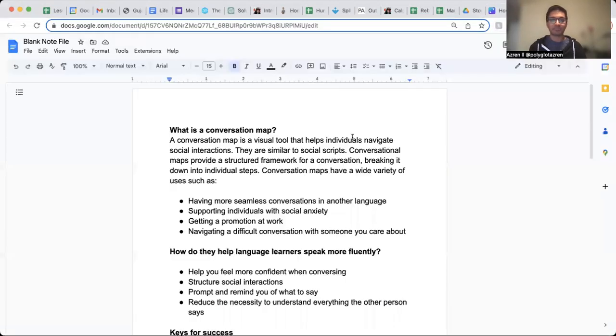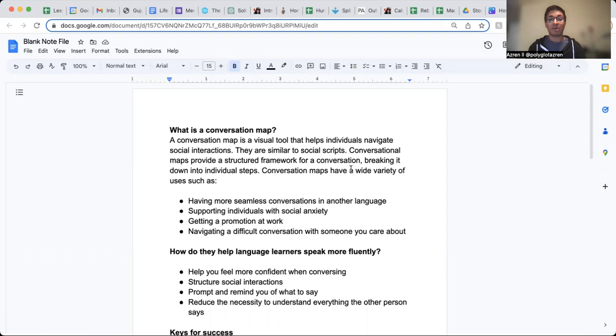So first of all, what is a conversation map? A conversation map is a visual tool that helps people navigate social interactions. They're similar to social scripts. Social scripts and conversation maps are a little bit different, in my view anyway, but they're similar enough. Conversation maps provide a structured framework for a conversation, breaking the conversation down into individual steps.